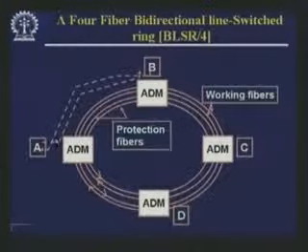So, if A to B and B to A both communicate on the working fiber, this part only is used, and the rest of the space can be used for other communication. So, spatial reuse is much better for bidirectional line switch rings. And the protection fibers are there because if one of them fails, then the protection fiber may take up.